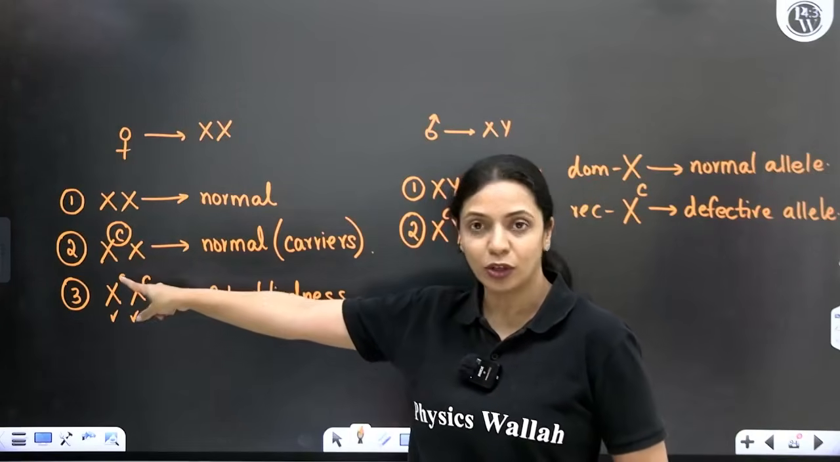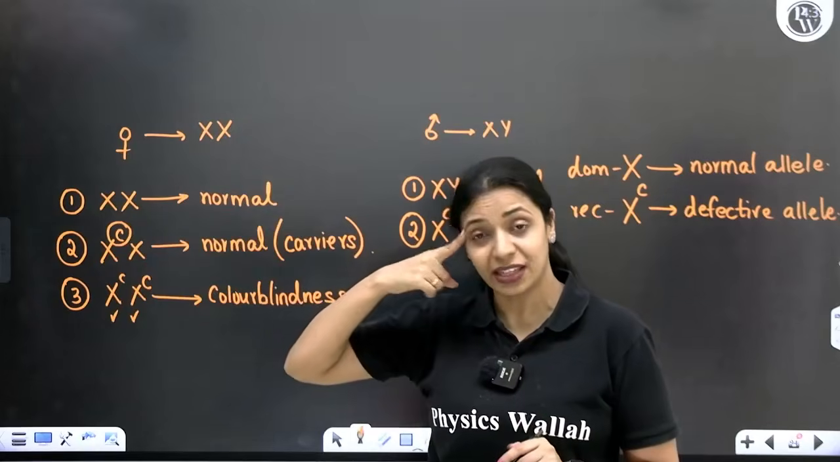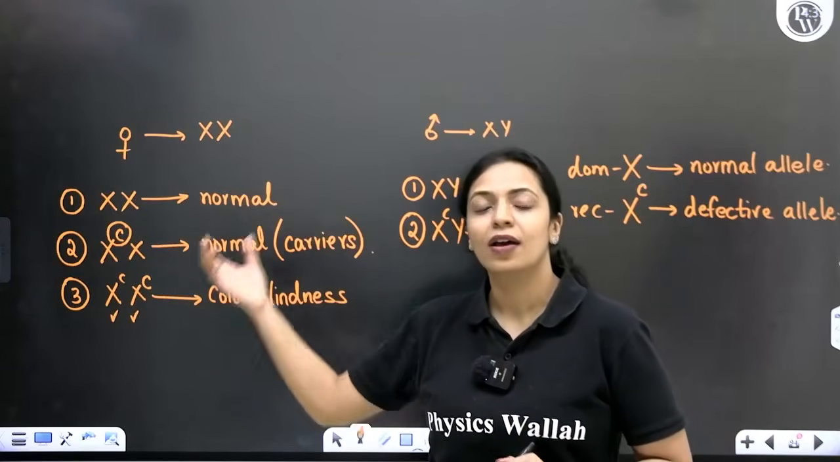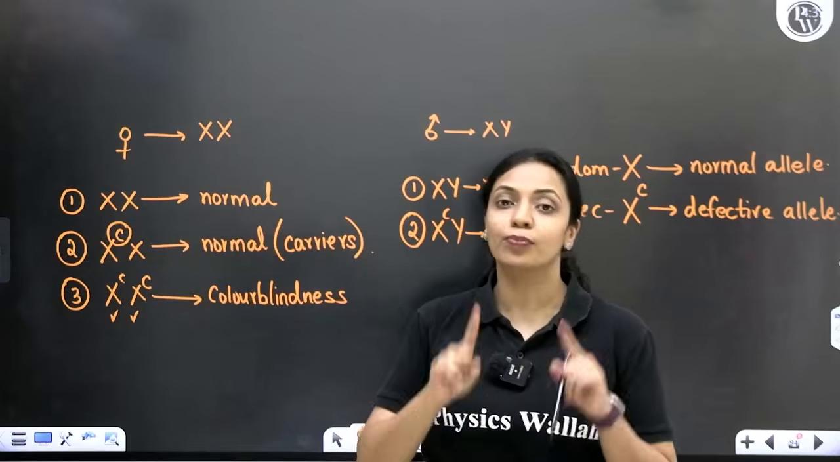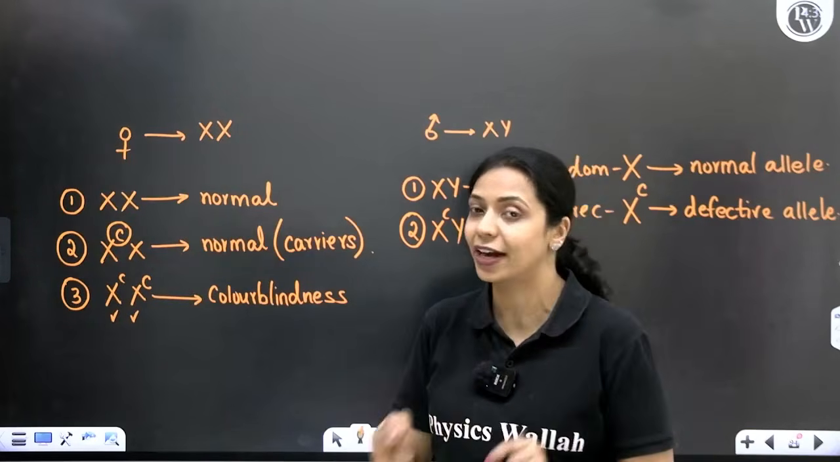whereas that's not the case for women. If they have just 1 copy, they will not be colorblind. Of course, they will have a defective allele, they will be carriers, but they themselves will not be colorblind. For a woman to be colorblind, both her X chromosomes should carry the defective alleles. Now, when is that possible?